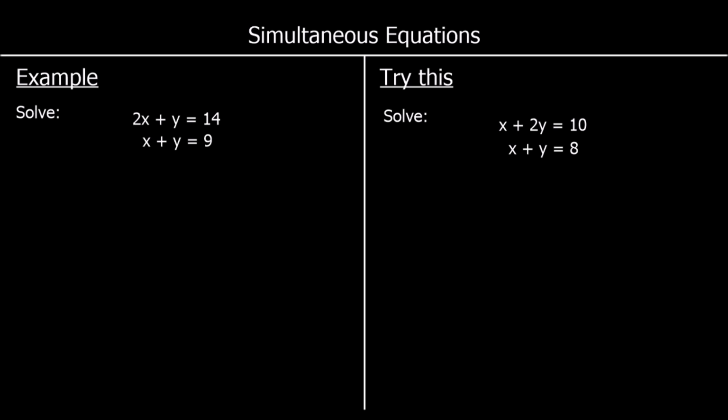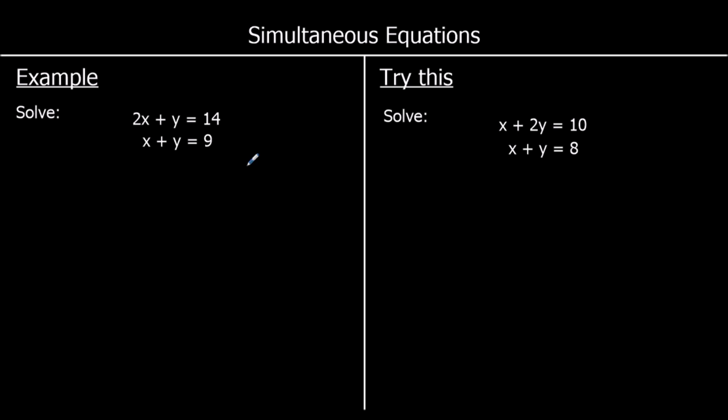Here we have simultaneous equations. So there are two equations here, and there are two unknowns. There are two things that we need to work out. We need to find the value of x and the value of y that works for both of these equations.